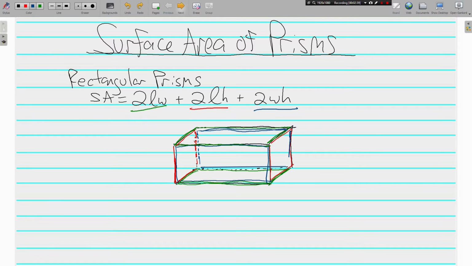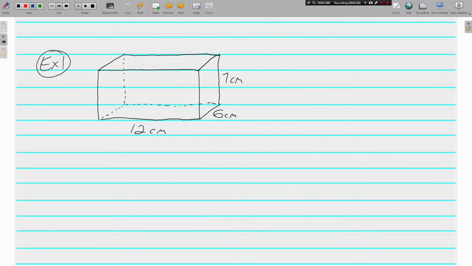Let's look at a couple. As always, we're going to start with our formula. Surface area is equal to 2 times length times width plus 2 times length times height plus 2 times width times height. Alright, and I'm going to make the bottom and the top my length and width. So 2 times 12 times 6.